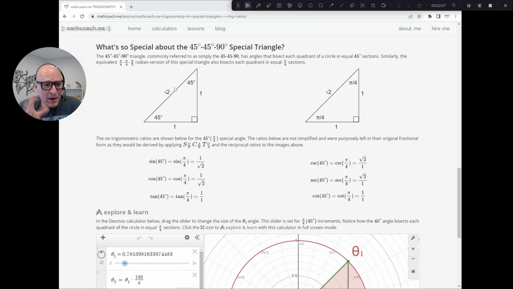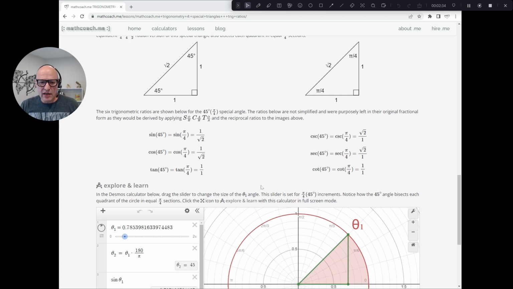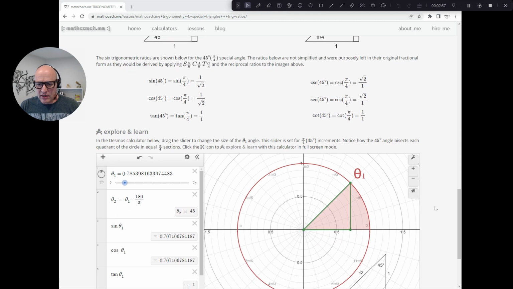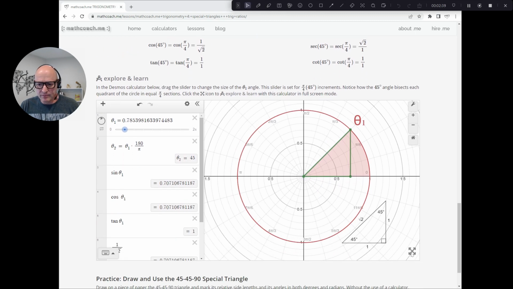Okay, so remember these triangles, be able to draw them immediately. And even though I've left them this way, do not leave them this way on your test. So for cos of 45 or sine of 45, I'm reading these as 1 over root 2, but you'd multiply those by root 2 over root 2 to basically get that radical out of the denominator. Okay, let's explore this a little bit more in this Desmos calculator.